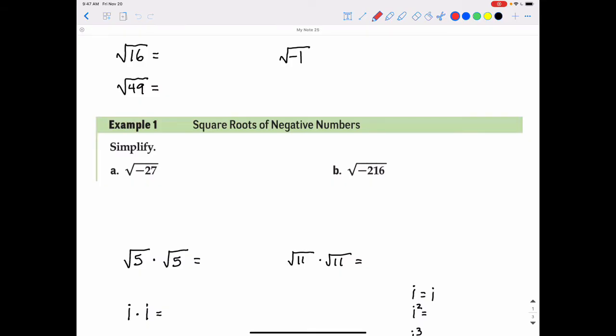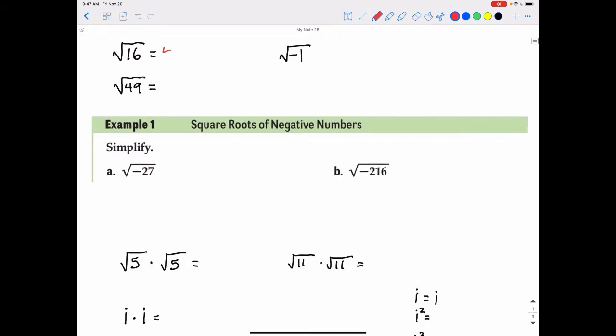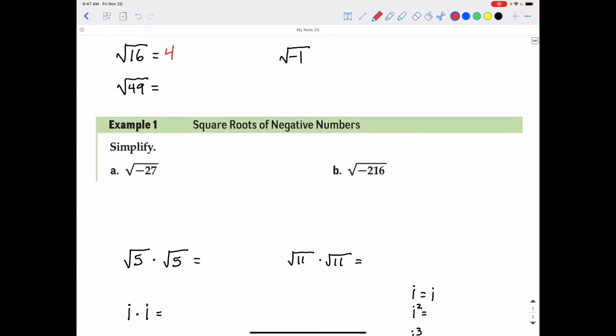So when we reviewed square roots, we talked about how to do some basic square roots, like the square root of 16 equals 4. And the reason we said the square root of 16 equals 4 is because 4 times 4 equals 16. And the square root of 49 equals 7, and we can state that because 7 times 7 is 49, because that's how you do square roots. But what's the square root of -1?